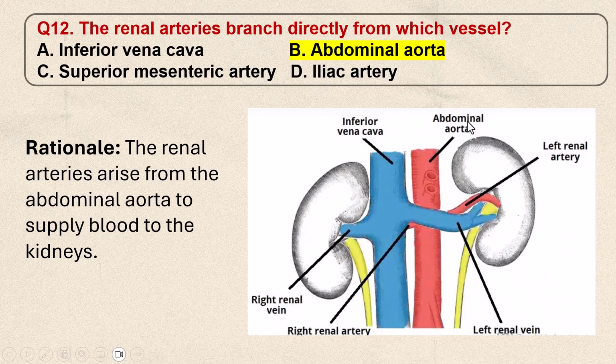When you see here, the abdominal aorta is divided into the left and right renal arteries, and the right and left renal veins are drained into the inferior vena cava. So the renal arteries arise from the abdominal aorta to supply blood to the kidney.